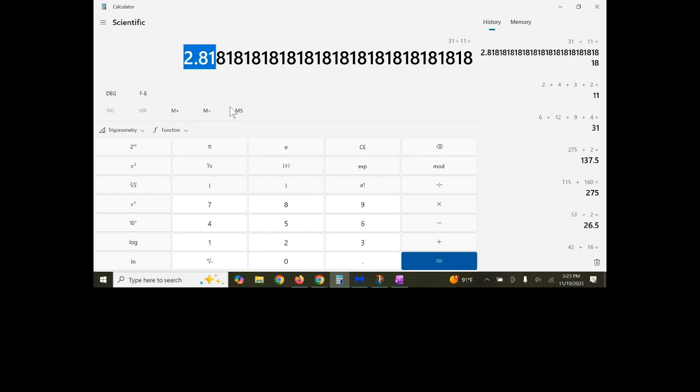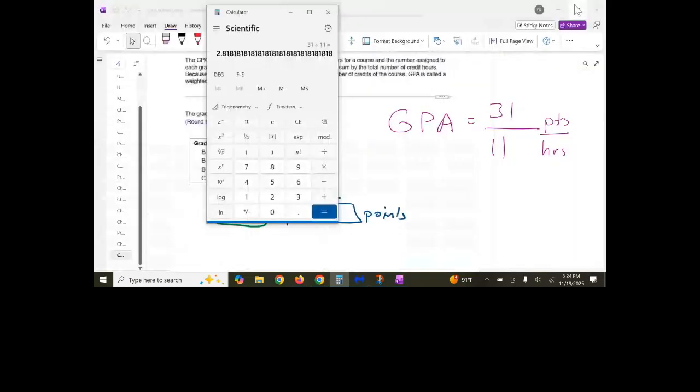Anytime you're doing GPAs, they always go to two decimal points. So, two digits. What do y'all think? 2.81 or 2.82? Anyone got an idea? Should I leave that one alone, or do you think I should bump it up based on this digit right here? Bump it up, right? So we got a GPA of 2.82.